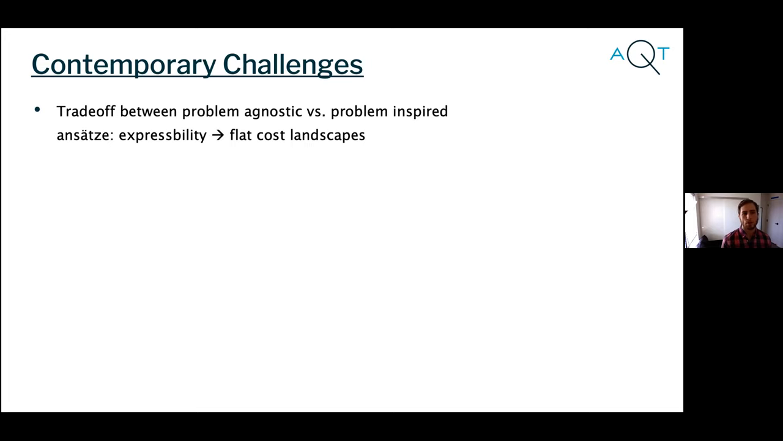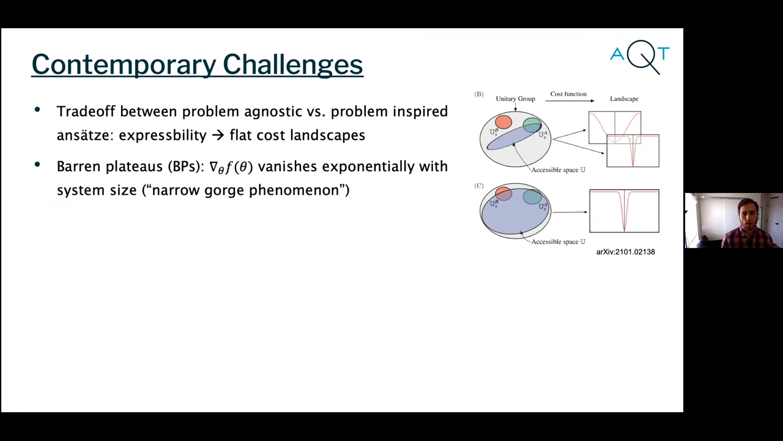So what are some contemporary challenges with parametrized quantum circuits? I've talked a bit about problem agnostic versus problem inspired ansatz. It turns out that this notion of expressibility has some issues because it can lead to flat cost landscapes. And this is what's known as a barren plateau. Turns out that the partial gradient of f of theta with respect to theta vanishes exponentially with system size.